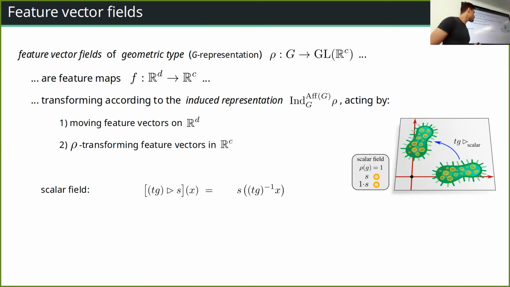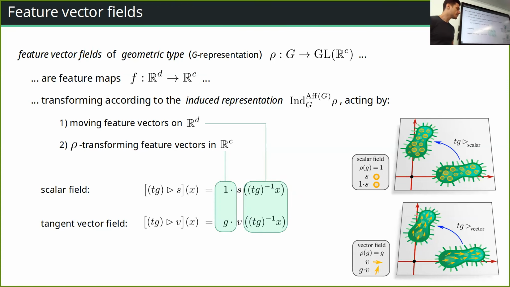So the most trivial example is that of a scalar field. And what you have there is that the transformed field at point x is equal to the original field at TG inverse x. So this is our transformed field at the point x, and then we look up the scalar value from here. And this is the first part, moving feature vectors on R^d. But I said there's a second part, that we have a rho transformation, and in this case it's just trivial. So we would have a trivial representation which multiplies by 1.